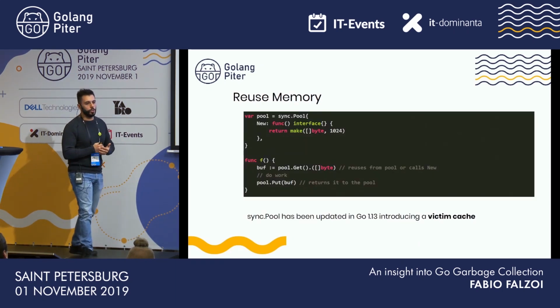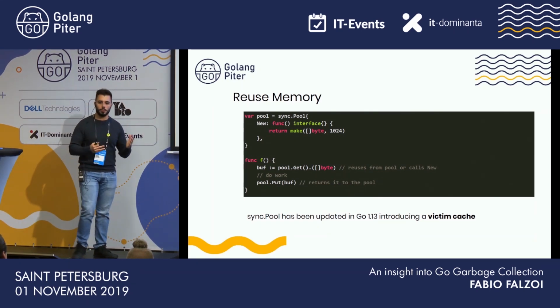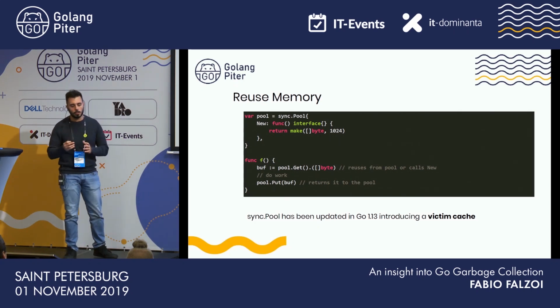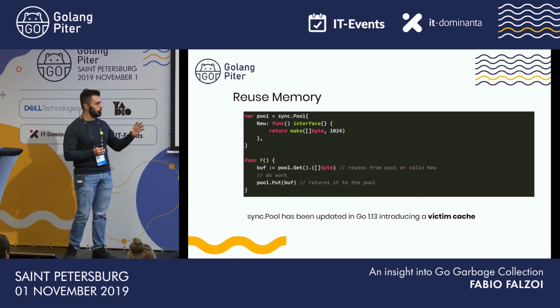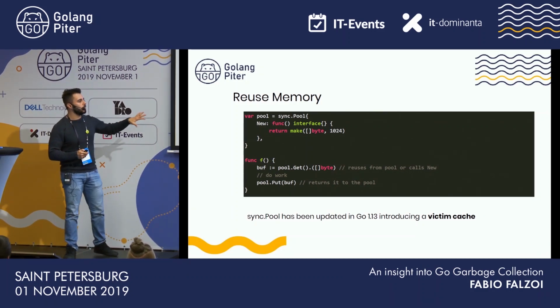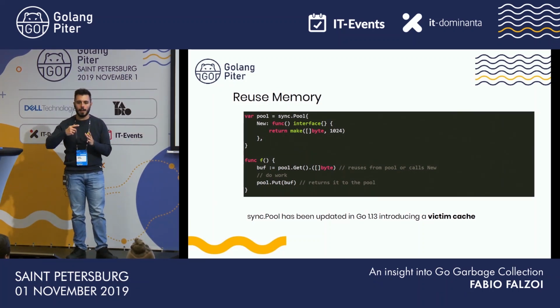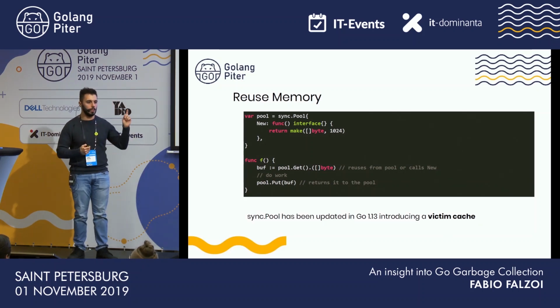Maybe what is more useful is trying to reduce the allocation rate, relying on sync.Pool. Sync.Pool can be not so easy to use, but it has also been improved in Go 1.13. They have introduced a victim cache mechanism, so it will take a couple of garbage collection cycles to reclaim the objects that are in the pool.